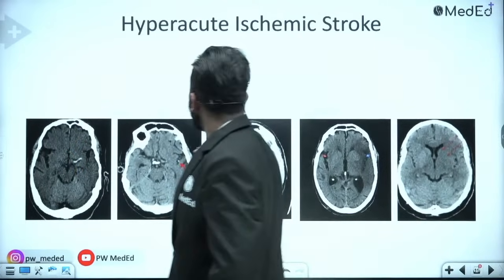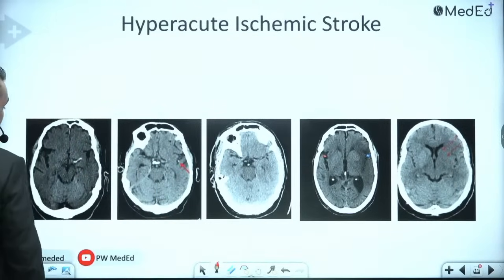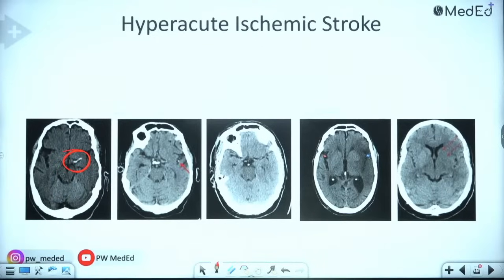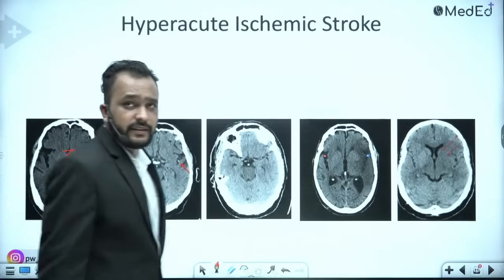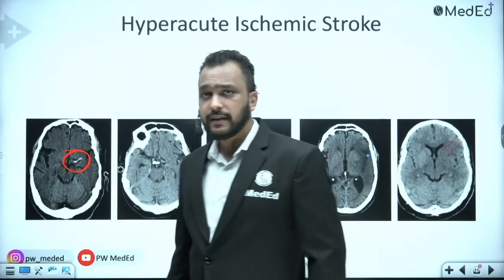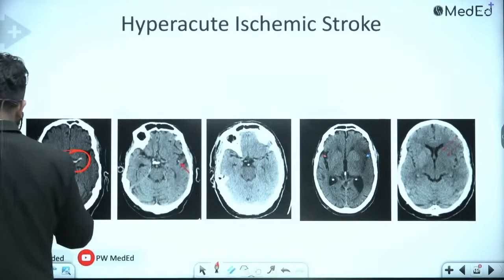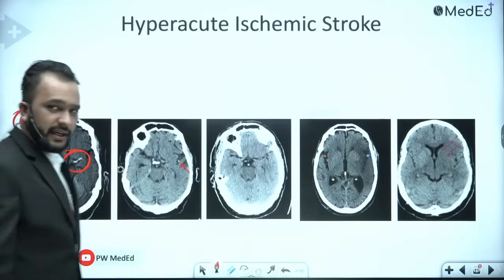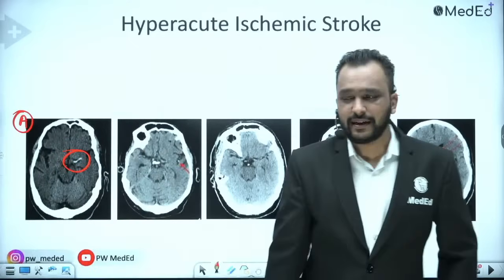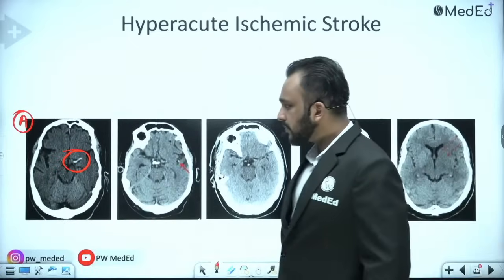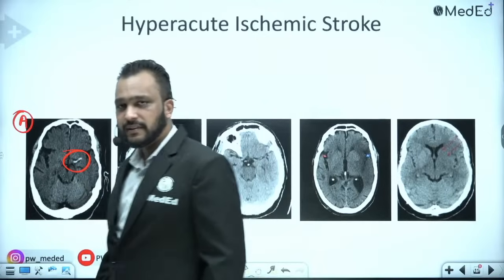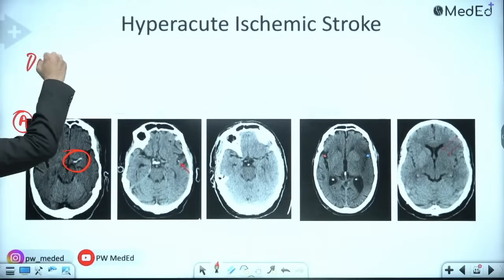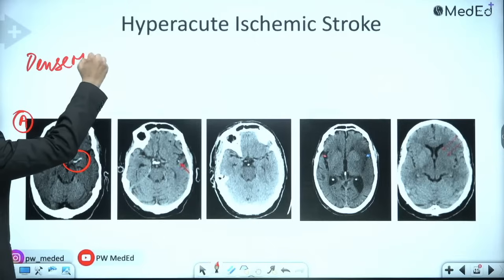So these are hyperacute signs seen in the hyperacute ischemic stroke on NCCT head. So tell me, what are the signs? In the image A, what is the sign that is being shown here? So there is some hyperdensity in the region of MCA. This is your dense MCA sign.